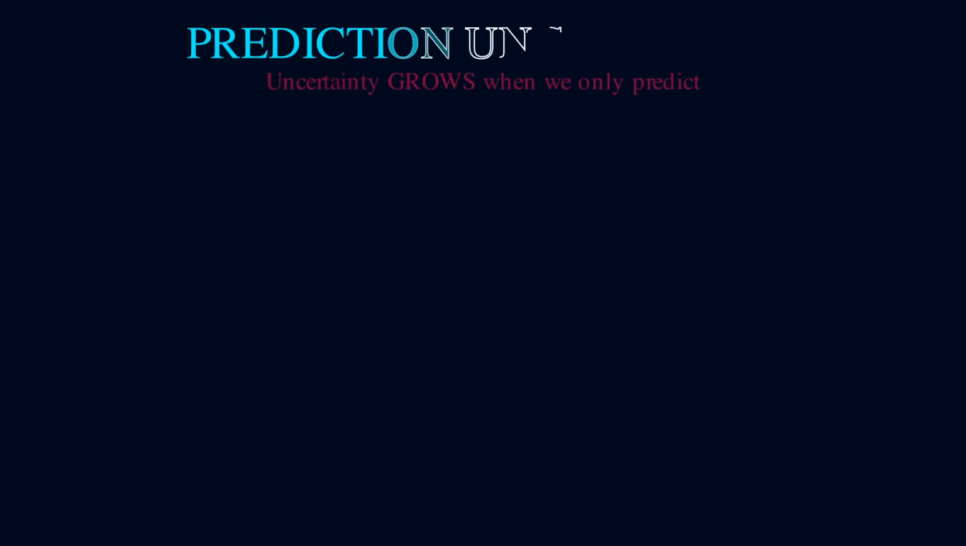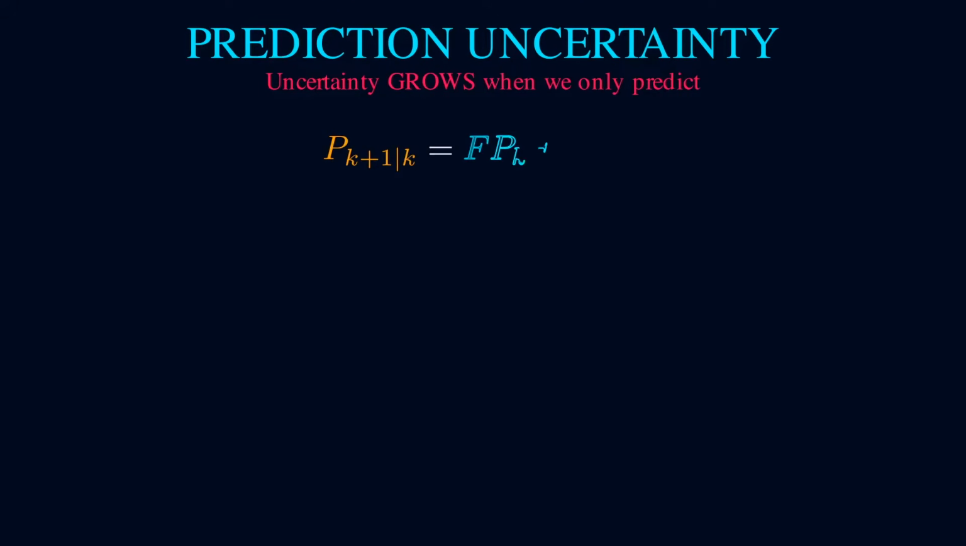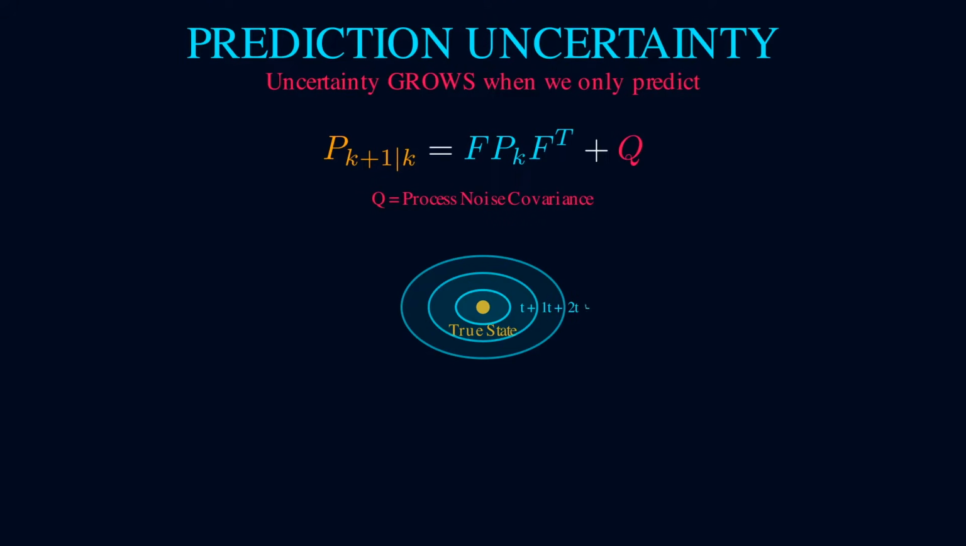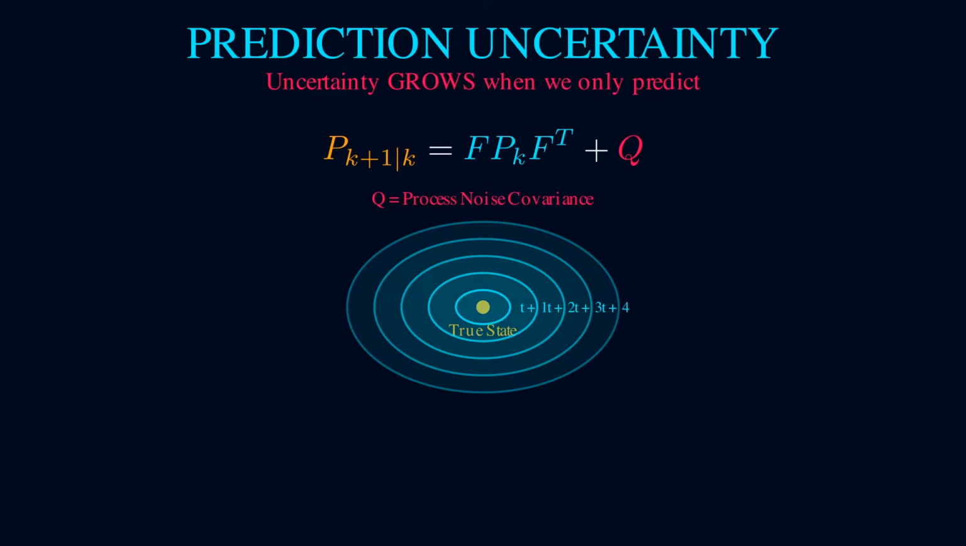But here's the catch: every prediction adds uncertainty. The predicted covariance P grows with each step. The equation shows how the covariance propagates through the transition matrix F, and process noise Q gets added on top. Q represents all the things our model doesn't perfectly capture, like wind gusts or road bumps. Watch these ellipses grow larger with each time step. The further we predict without a measurement, the less certain we become. This is why prediction alone is never enough.